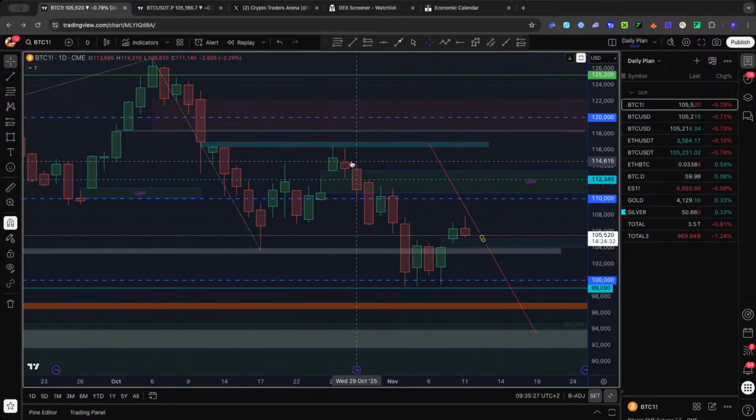If we want to play a short, well, actually we need a bit higher. We need to get close to 110 in a short reload zone here to think, well, let's short. Here, not the best location.